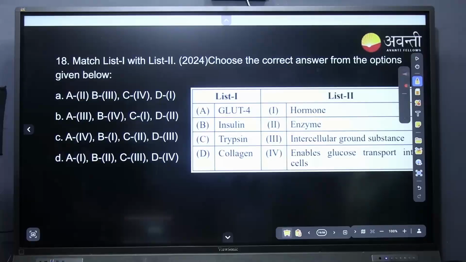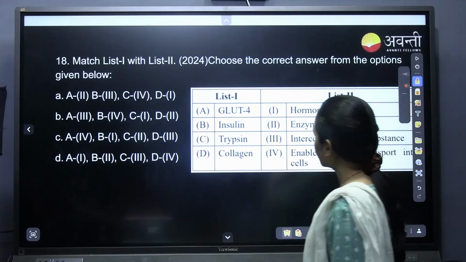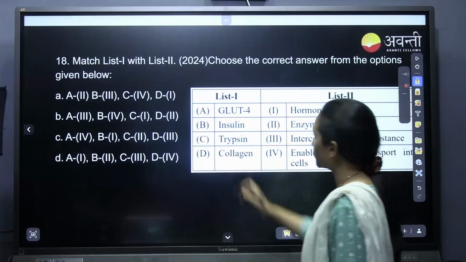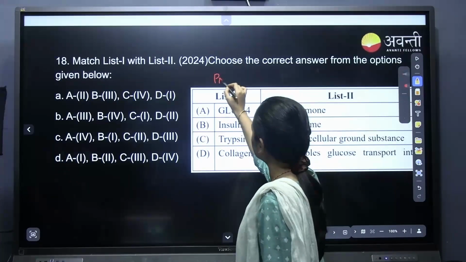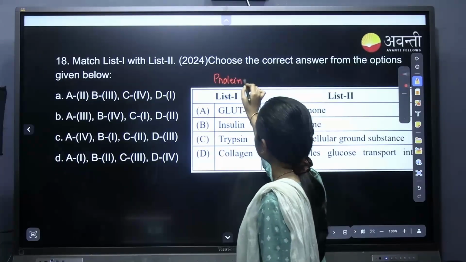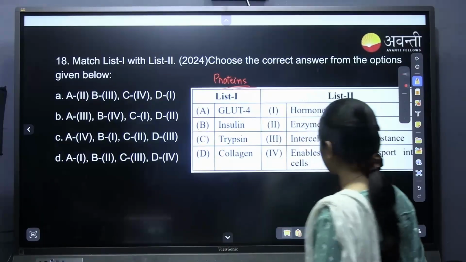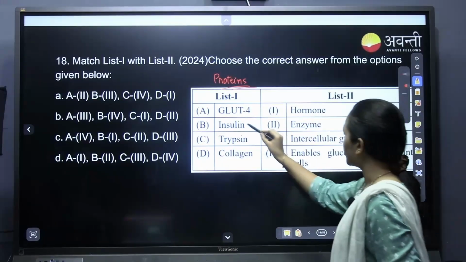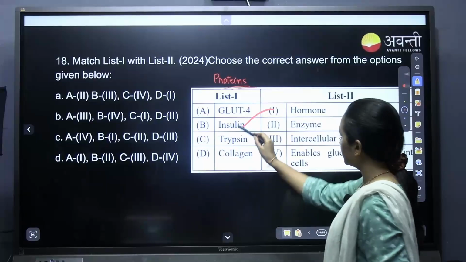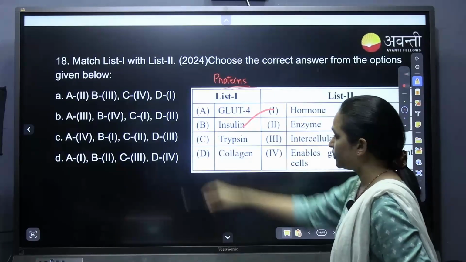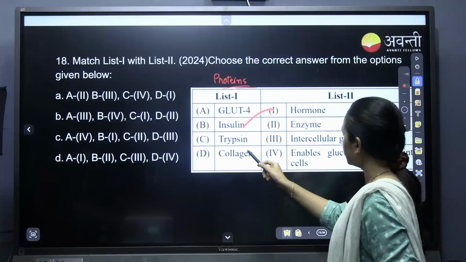Now again match the following. GLUT4, here these are types of proteins. Here they have given the proteins, you need to match them. What type of proteins are those? So, we know insulin is a hormone, we can match it. BK1, that makes C the answer, but we'll match it again.